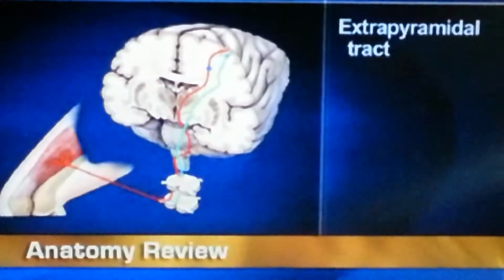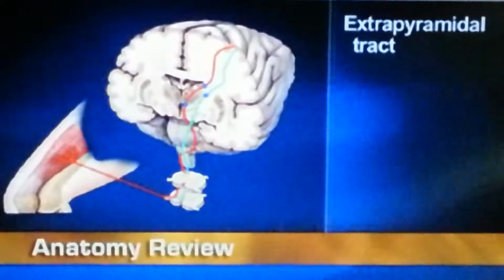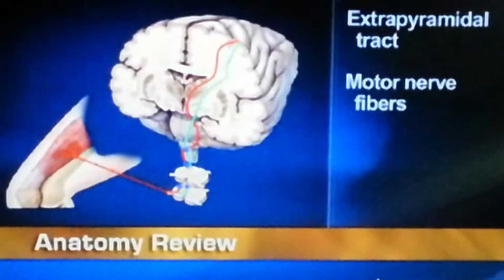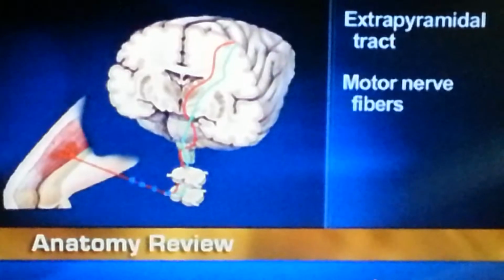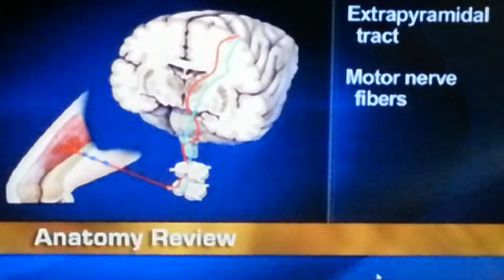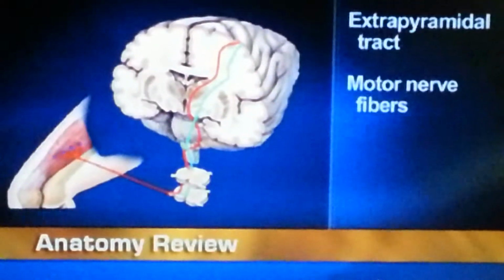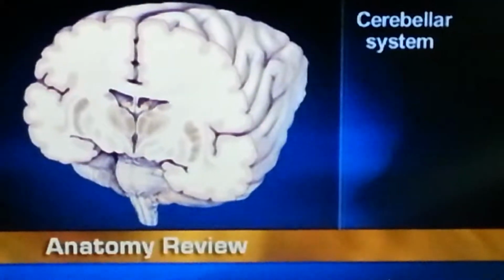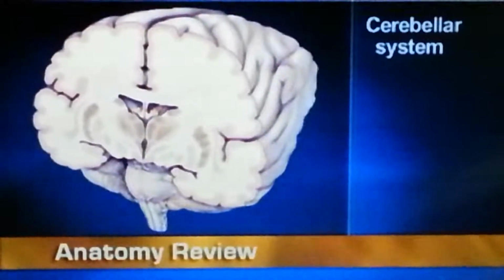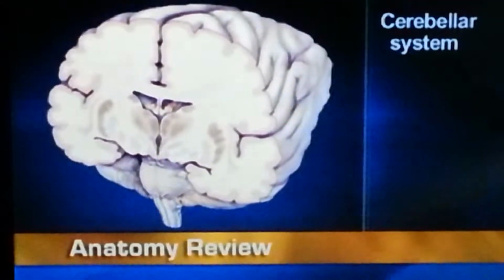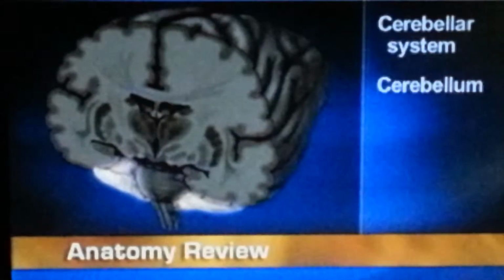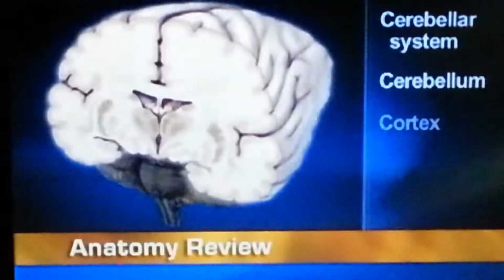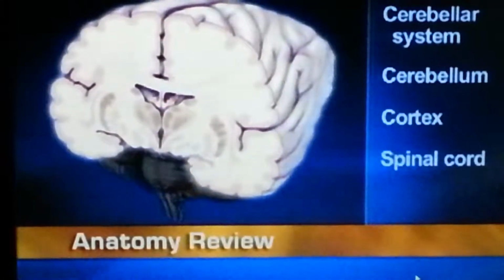The extrapyramidal tract includes all of the motor nerve fibers in the central nervous system that are outside the pyramidal tract. These fibers maintain muscle tone and control automatic body movements such as walking. The cerebellar system coordinates unconscious movement, maintains equilibrium, and helps maintain posture. The cerebellum integrates motor information and uses feedback pathways to control the cortex, or lower motor neurons, in the spinal cord.